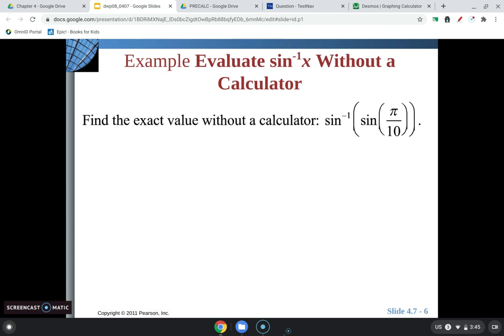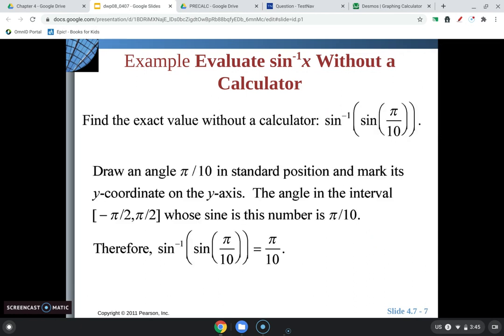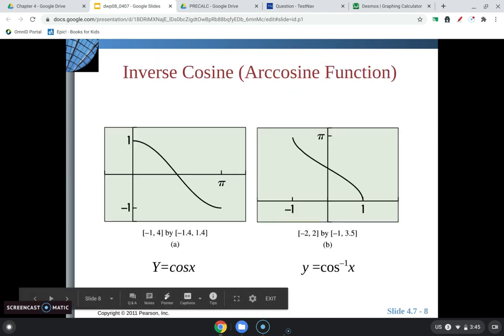Okay? So negative pi over 6, negative 30, either way. Find the exact value without a calculator. Working inside out, if you take the sine and then take the inverse sine, that's just going to wipe those two things out, and that's going to leave you with pi over 10. Work your way inside out on those.